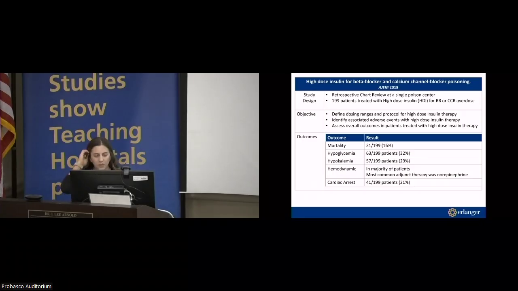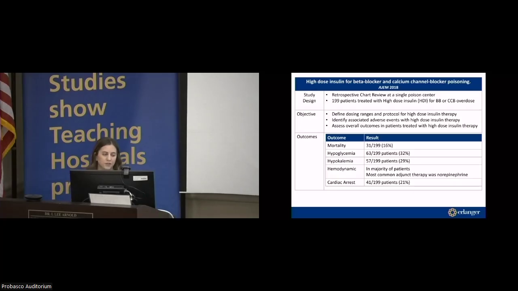Some of the clinical outcomes they looked at were acidosis, asystole, bradycardia, cardiac arrest. They looked for conduction disturbances. They looked at electrolyte abnormalities. They looked for mortality, and then they looked at safety, such as the metabolic adverse effects. So specifically, they targeted hypoglycemia and hypokalemia.